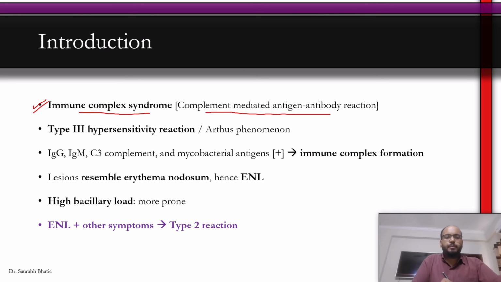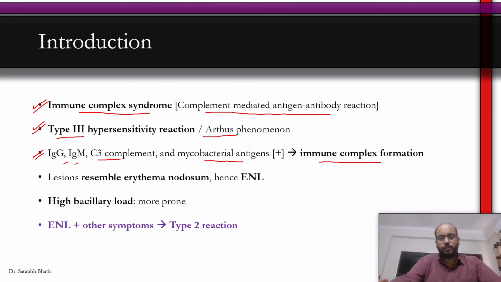As far as hypersensitivity reaction is concerned, it's a type 3 hypersensitivity reaction, also known as Arthus phenomenon. But remember, it's a type 3 hypersensitivity reaction. The type 1 lepra reaction was a type 4 hypersensitivity reaction or delayed type hypersensitivity reaction. So, to cause less confusion, I'll use the term immune complex reaction. What actually happens is we have the IgG antibodies from the host, IgM and C3 complement, all from the host, plus antigens from the M. leprae, and these two come together to form immune complexes.